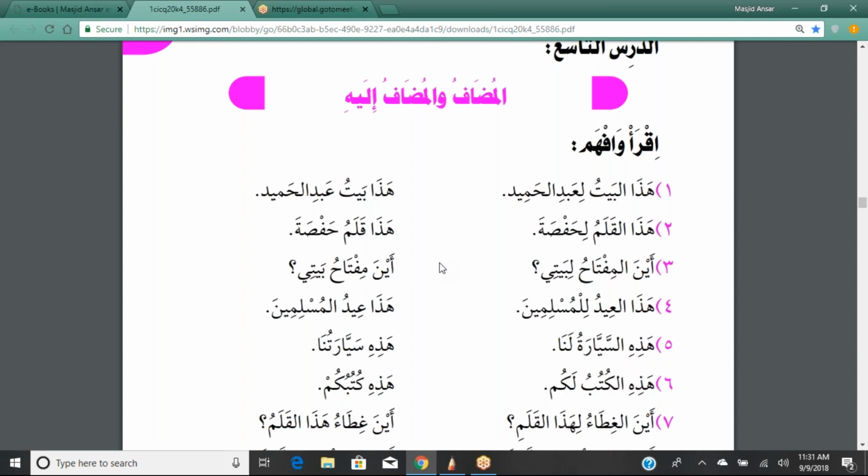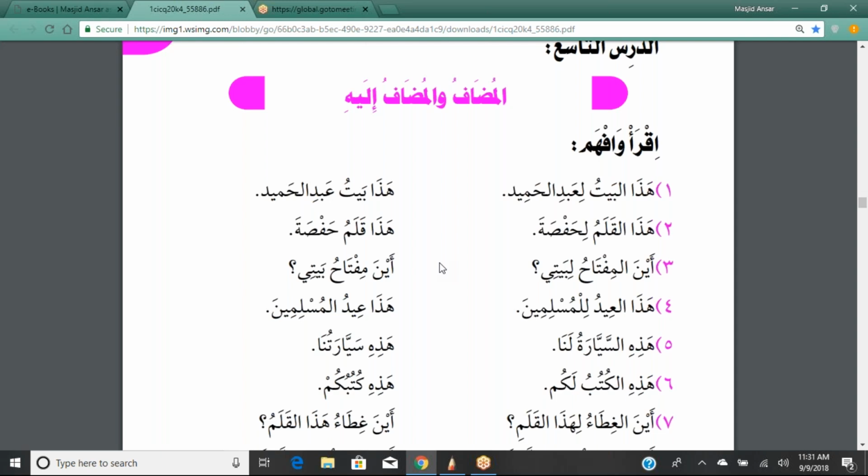Bayti wa baytuka, that's also mudaf ilayh. Anything that has the damir muttasil, that's also mudaf ilayh. When you say baytuka, your house, it means your house. What does baytuka mean? Bayt lak. Bayt lahu. Bayt li. So I'm getting rid of lam al-mulk. This bait is just a house. Big T. My house.